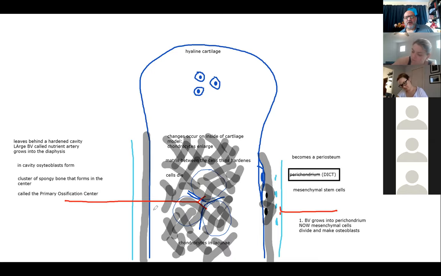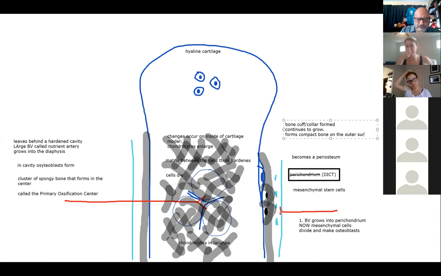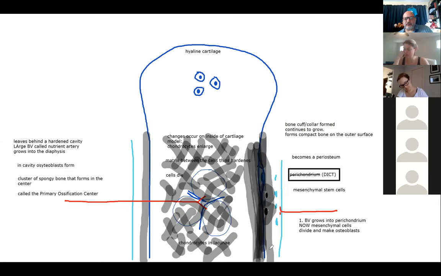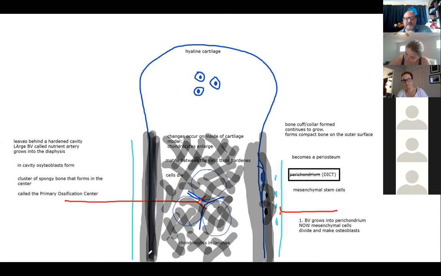At the same time, we have that bone cuff, that bone collar that formed on the outer surface, and that is going to continue to grow. And as it continues to grow, it forms compact bone on the outer surface. So what starts to happen is we get these dense layers of compact bone forming on the outer surface, and all this spongy bone forming in the center.